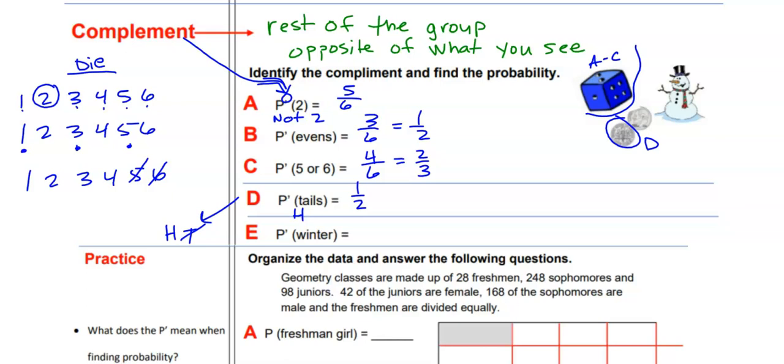Okay, and then this last one, this is your seasons. Okay, so what are the seasons? We have fall, winter, spring, and summer.